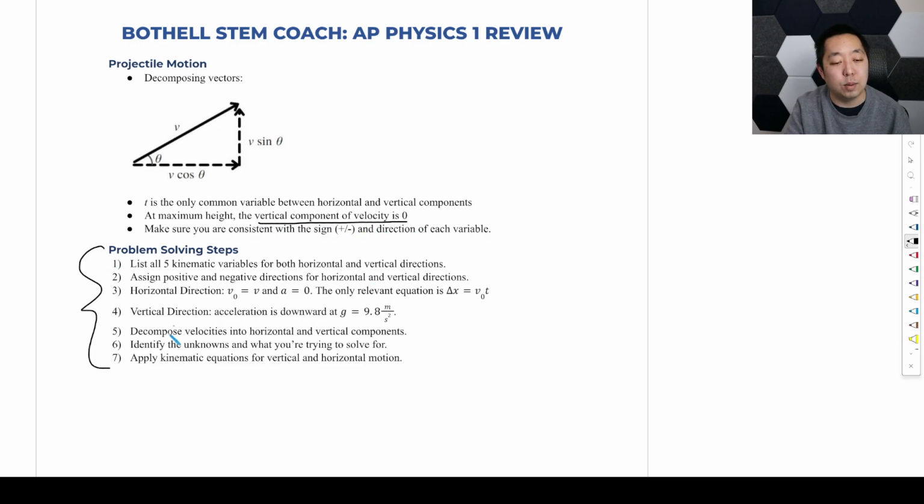And here are our problem-solving steps that we want to focus on. We're going to list all 5 kinematic variables for the x and y directions. We're going to assign which way is positive and negative. We're also going to remember that in free fall, the acceleration is downward at 9.8 and the horizontal acceleration is 0. We're going to decompose all the vectors into x and y components, identify the unknowns of what you're trying to solve for, and then choose the appropriate kinematic equation based on the quantities you know.